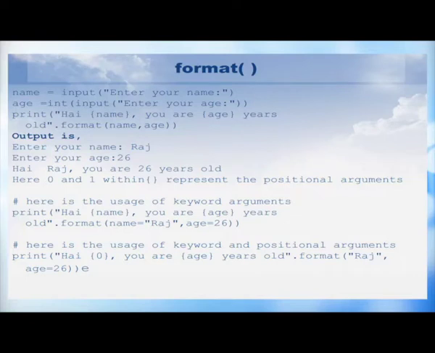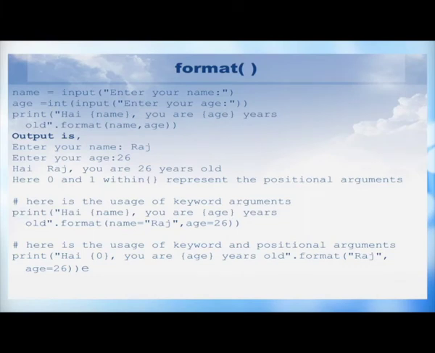So, it is not necessary that you have to write only the index like 0 or 1, you can also use the name of the arguments. As you can see here, instead of 0 and 1, I am using the name and age itself as the index value. So, again we will get the same output as we got for the previous example.